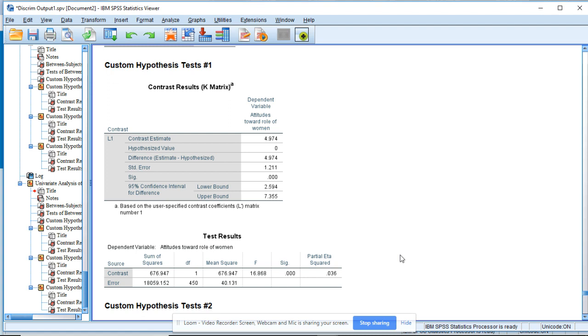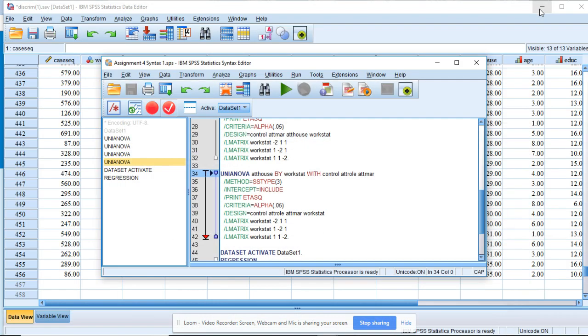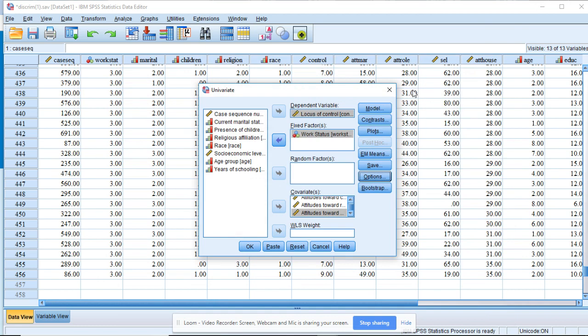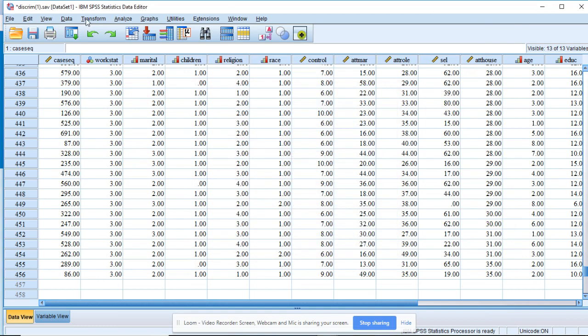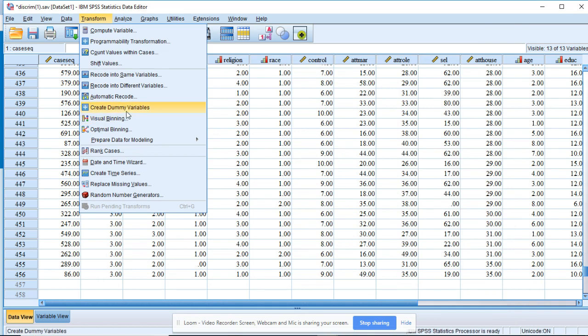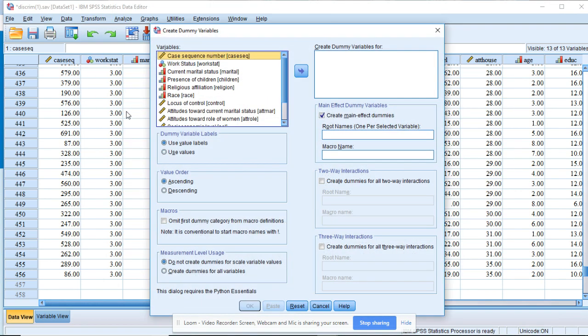Now, the other way that I did this, and I'm not going to show you because it's too long and gives you way too many outputs, but I created dummy variables, which is easy to do. You just click on transform, create dummy variables. I'll show you this part. So you want to create a dummy variable for the work status, and you need to call it something. So I would say workstat, and then it's going to say workstat 1, workstat 2, workstat 3 when it creates the dummy variable.